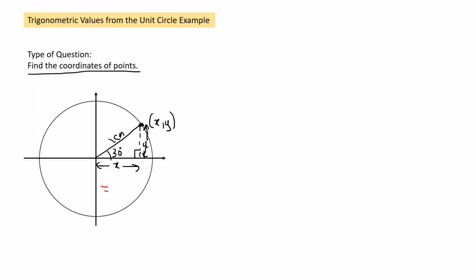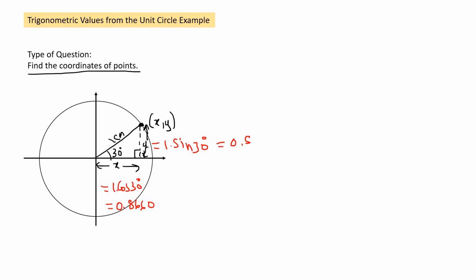So x equals 1 times cos 30. If you put this in a calculator, cos 30 is equal to 0.8660. Similarly, y equals 1 times sine 30. If you use a calculator, 1 times sine 30 is equal to 0.5.